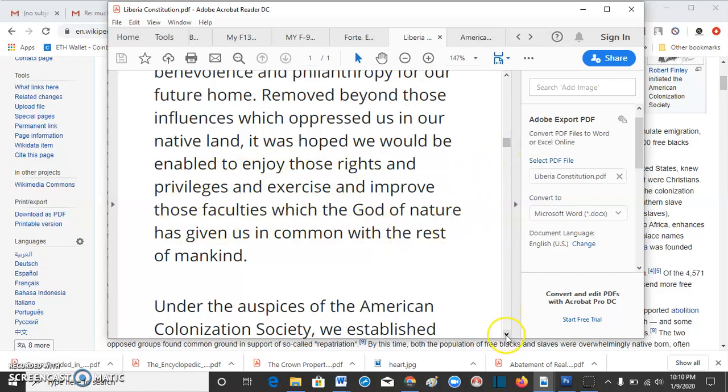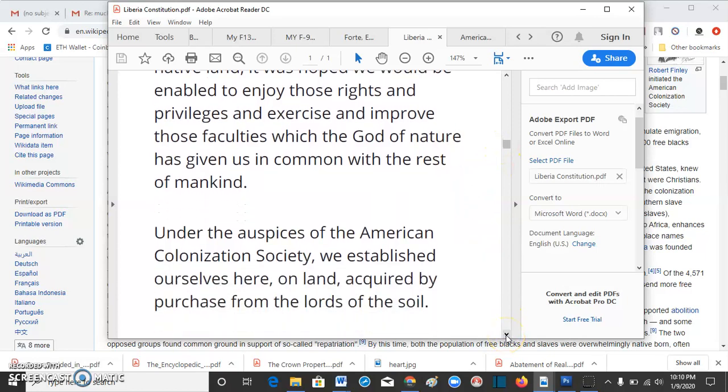Now, what do you think this return to Ghana is? It's under the auspices of the American Colonization Society. Okay? That's what return to Ghana is. I'm saying, I rest my case. Peace out.